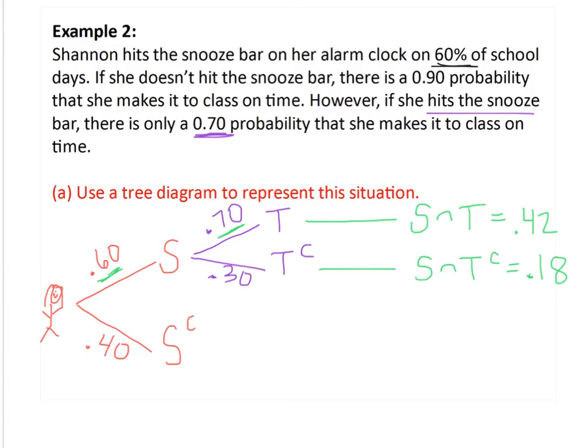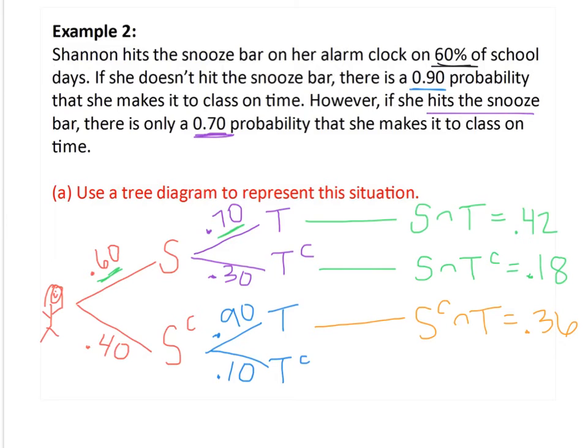Well, I can do the same thing for if she doesn't hit the snooze. So it says in the problem there's a 90% chance, or 0.9 chance, that she makes it on time if she doesn't hit the snooze. So I'll do 0.90. That means there's a 10% chance that she doesn't make it on time, given she doesn't hit the snooze. So now if I finish out my diagram, the probability she does not snooze and she makes it on time is 0.4 times 0.9, which is 0.36. And the probability that she doesn't hit the snooze and she doesn't make it on time, so even though she didn't hit the snooze, she still doesn't make it, is only 0.04.